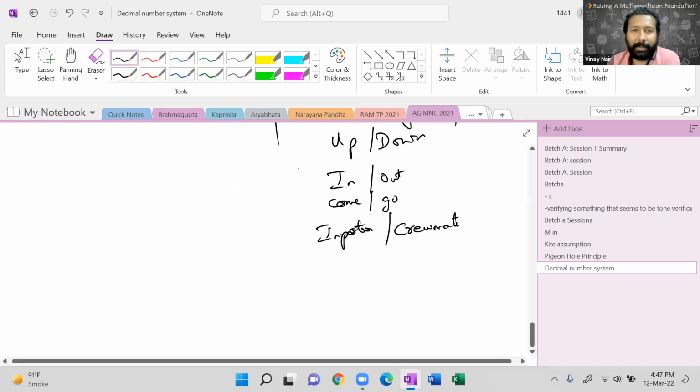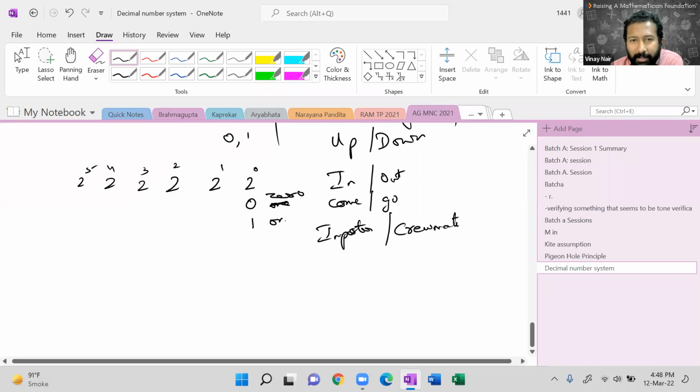So this is where binary comes. Now in the binary number system, if you write it in terms of the number system, you have 2 power 0, 2 power 1, 2 power 2, 2 power 3, 2 power 4, 2 power 5. These are the place values. And we have only two digits, 0 and 1. So you can use 0, you can use 1. This represents 0 and this represents 1.